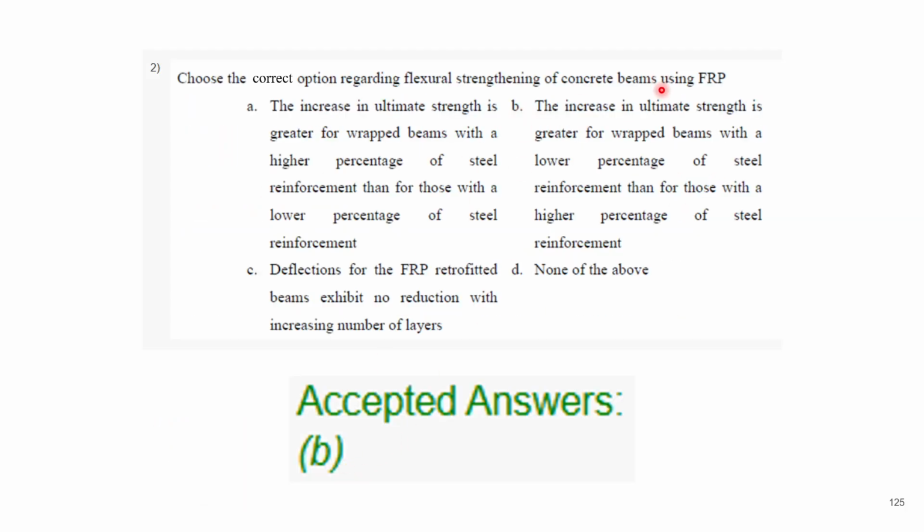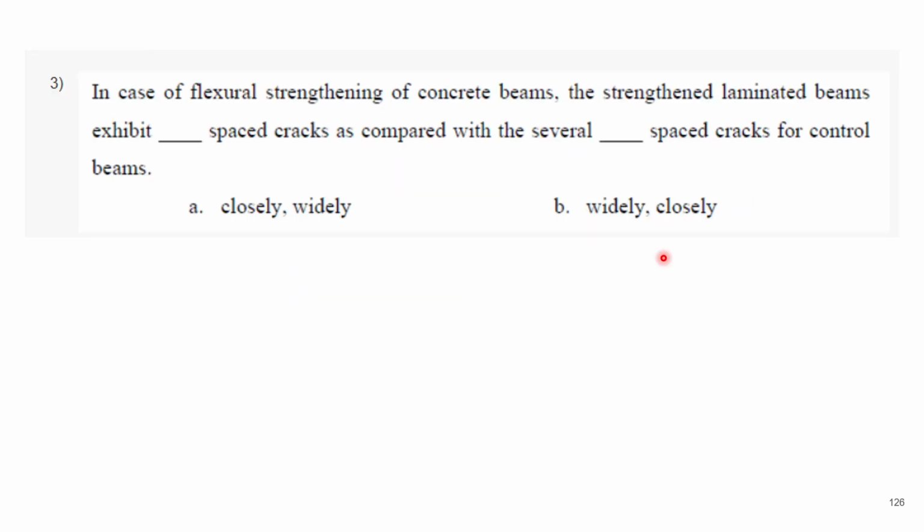So therefore B, the increase in ultimate strength is greater for wrap beams with a lower percentage of steel reinforcement than for those with a higher percentage of steel reinforcement. Third question, in case of flexural strengthening of concrete beams, the strengthened laminate beams exhibit dash space cracks as compared with the several dash space cracks for control beams. Okay, so which is the correct option? A, closely widely, or B, widely closely.